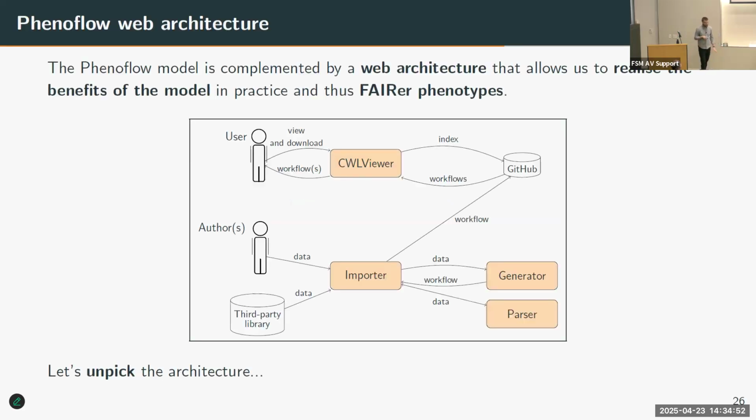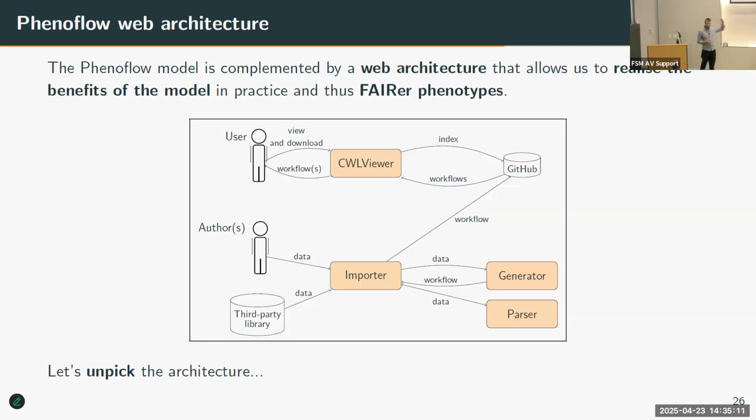Well, absolutely not. So Phenoflow is both a theoretical model and also an architecture, a software architecture that one can spin up if one wanted to at an institution. And this is what it looks like. Again, I'm not going to go into many details right now, but I'll unpick a little bit of this architecture to explain what's going on here.